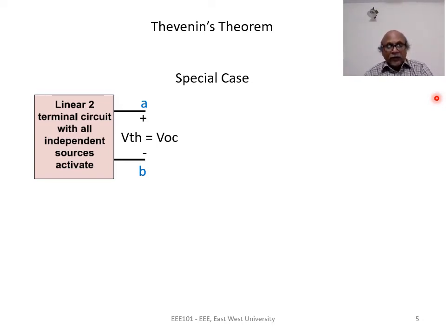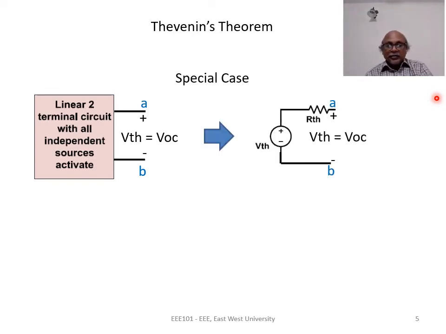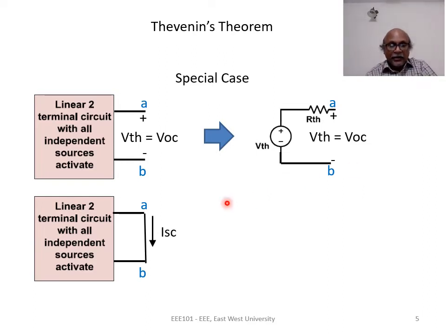VTH. If we look at the equivalent circuit, the Thevenin's equivalent circuit under open circuit condition looks like this. The voltage VOC between A and B is VTH because there is no current in this circuit, so the voltage drop across RTH is 0. Next, we will make a short circuit between node A and node B.